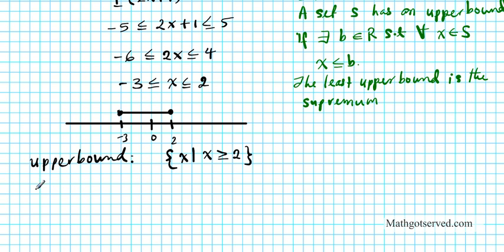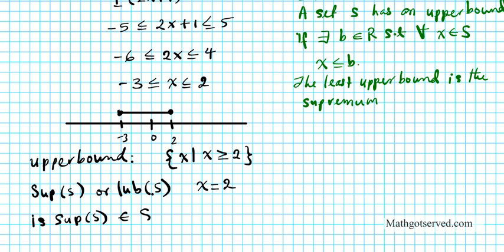What is the supremum of S, or the least upper bound? We call it lub of S. The supremum, the lub of S, is the smallest of all the upper bounds, which is 2. So the supremum is x equals 2. Now, is the supremum included? Is it in S? Absolutely, since we have a closed circle here. So the answer is yes.